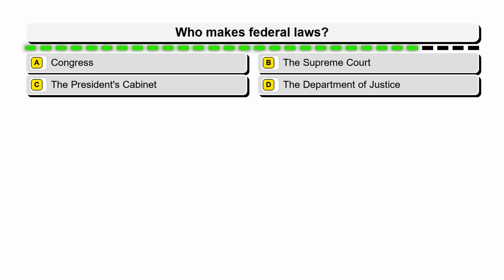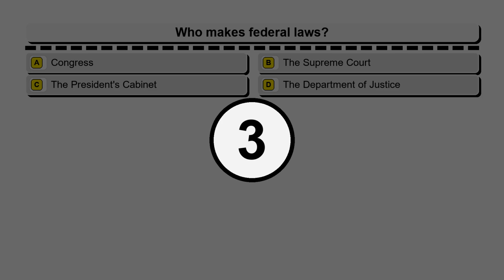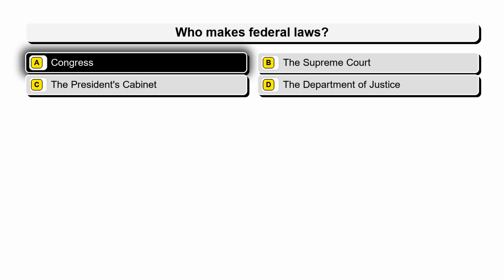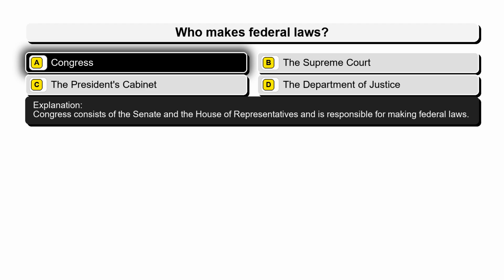Question 86. Who makes federal laws? Option A. Congress. Option B. The Supreme Court. Option C. The President's Cabinet. Option D. The Department of Justice. The correct answer is option A, Congress. Congress consists of the Senate and the House of Representatives and is responsible for making federal laws.